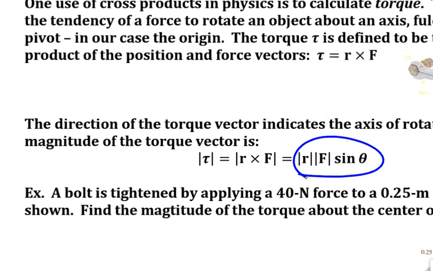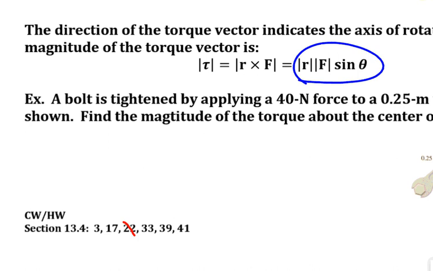So for the question at the bottom, it says a 0.25 meter wrench. That is the magnitude of R, the length of the vector you're trying to push on. So yes, this guy is R.